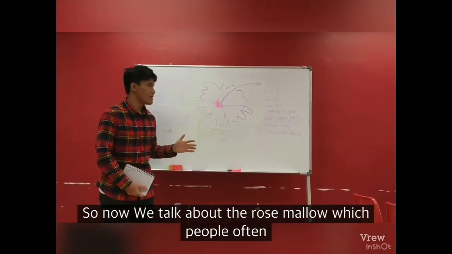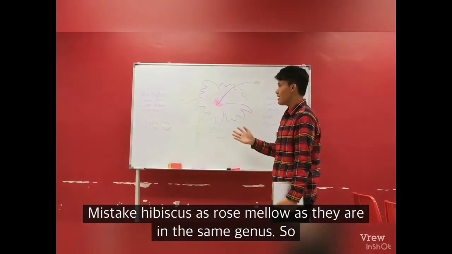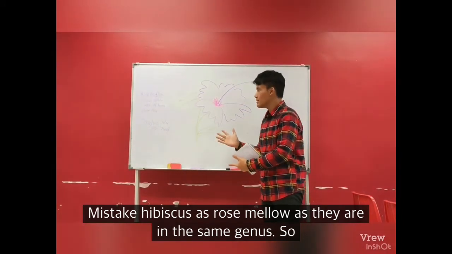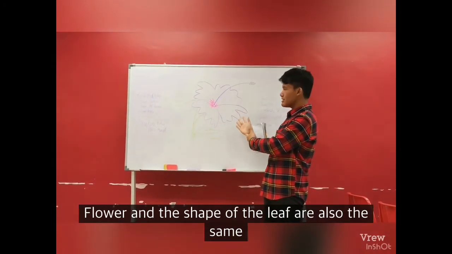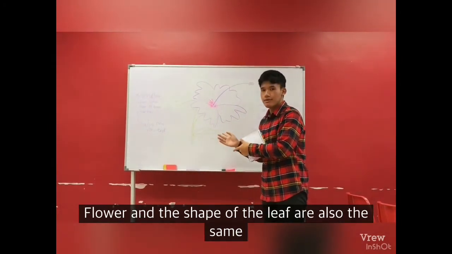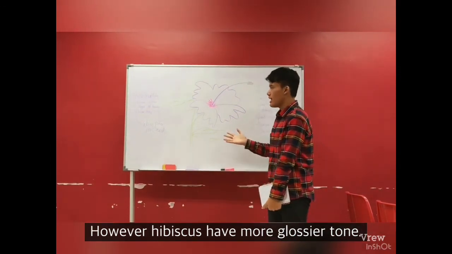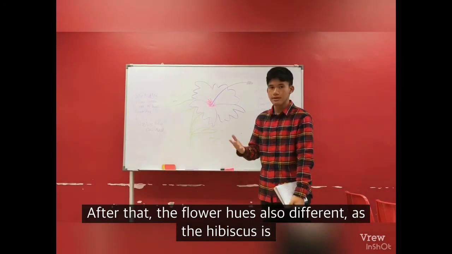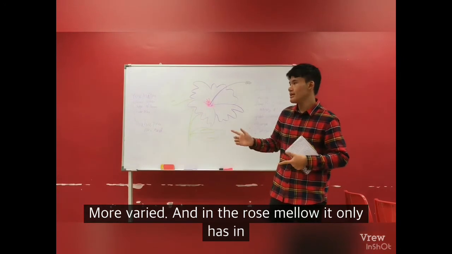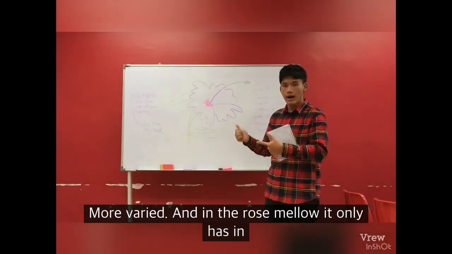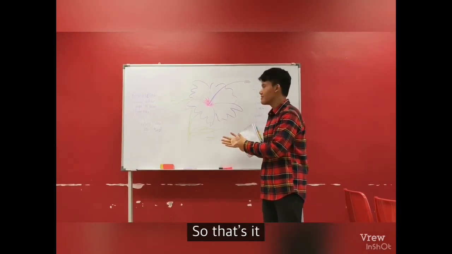So now we'll talk about the rose mallow, which people often mistake hibiscus for, as they are in the same genus. The rose mallow in the family Malvaceae has similar flowers, and the shape of the leaves is also the same. However, the hibiscus has a glossier tone. After that, the flower hues also differ, as the hibiscus is more varied, and the rose mallow only comes in white, pink, and rosy red. So that's it.